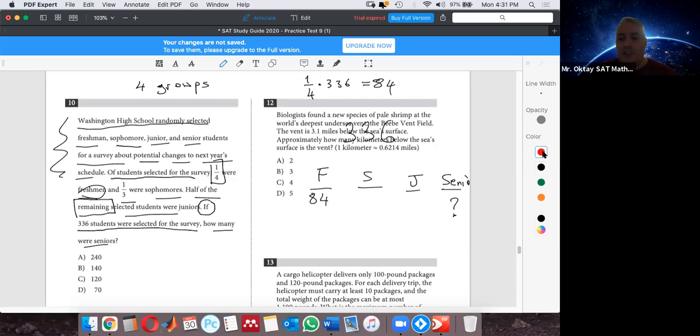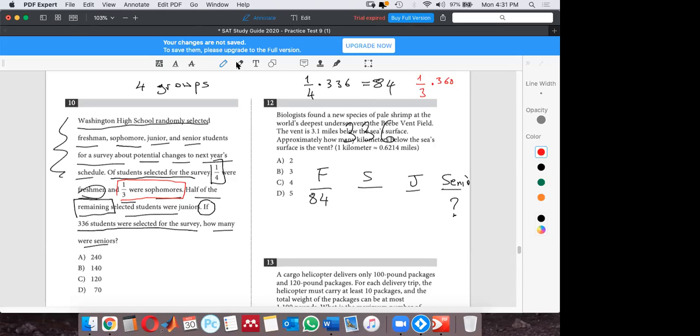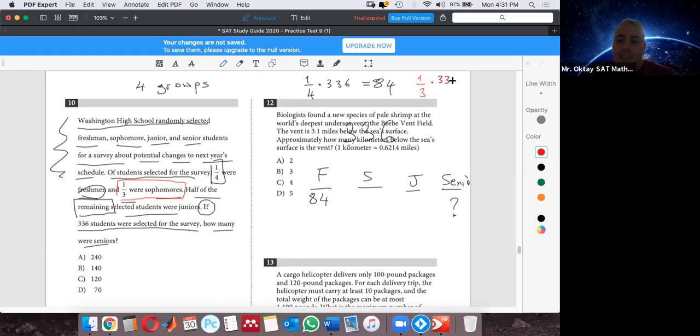Till here, no question. Now, 1/3 were sophomores, whatever it is. So 1/3, what does it mean? 1/3 of this survey is 112. 1/3 of 336, when you use the calculator, it will be 112. Okay? 112. Any question till here?